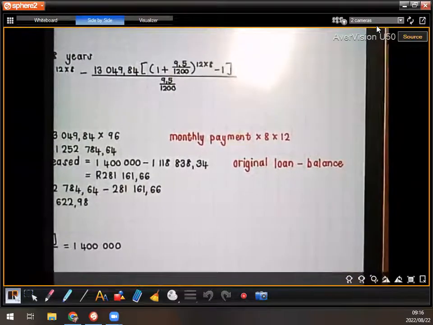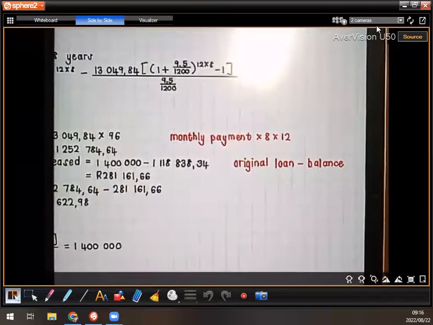And you'll see if there is something like this in a paper exam, it will normally follow on, just like it did in this one, after a balance on loan switch. So you take the original loan, which is 1.4 million, minus the balance, the amount that he's actually still owing on the loan, which is 1.1 million.